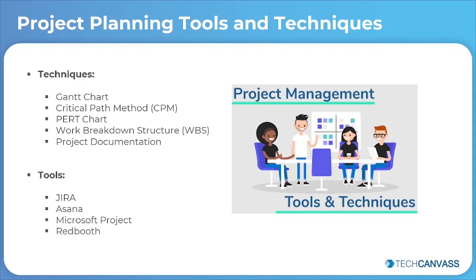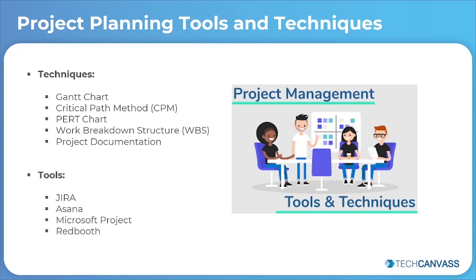Critical path method, also known as CPM, is a crucial technique for determining the progress of the project to ensure that the project is on schedule. CPM helps in determining the essential or critical path by finding out the longest stretch of dependent tasks.